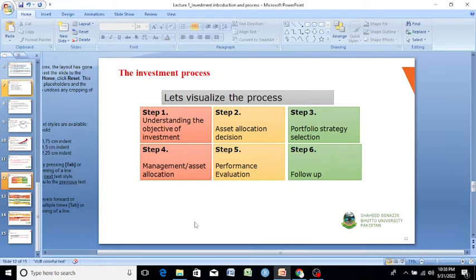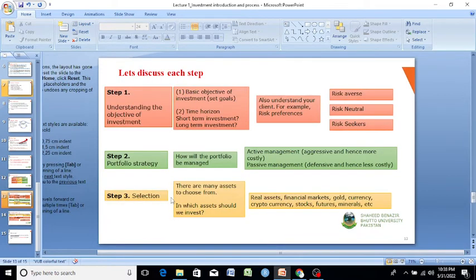The first step is understanding the objective of investment. The second step is asset allocation. The third step is portfolio strategy. The fourth step is management or asset allocation. The fifth step is performance evaluation, while the last step is follow-up. In the next slides we will discuss each of these steps in detail.